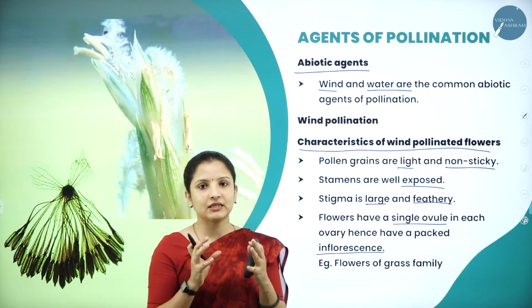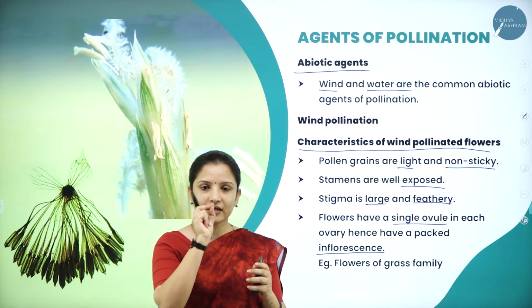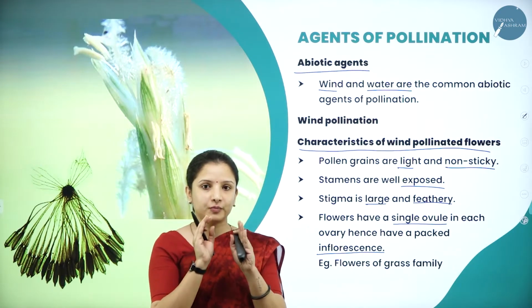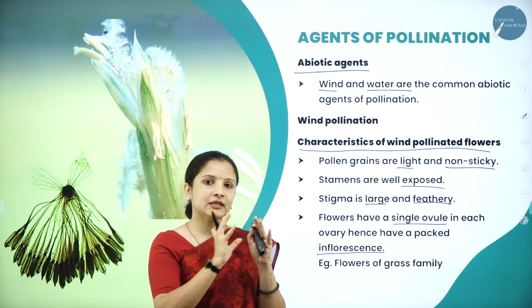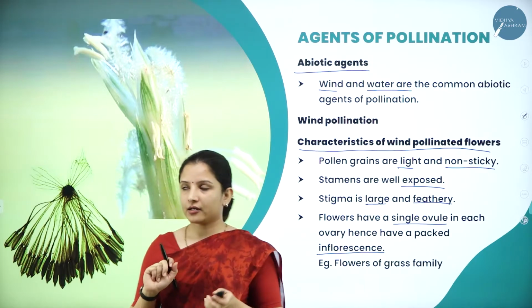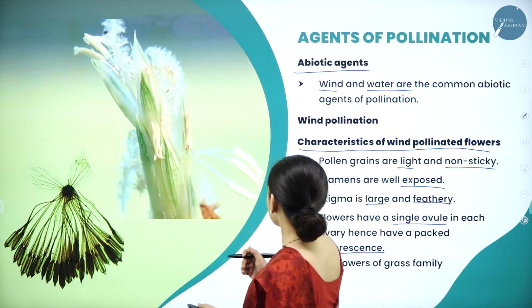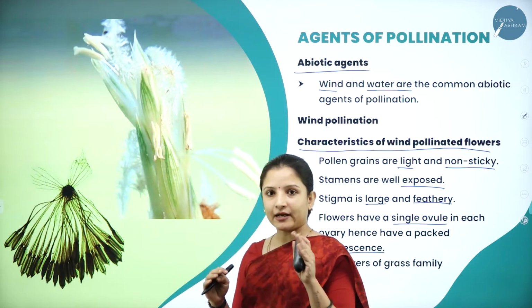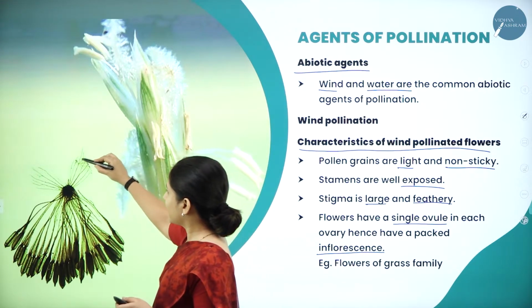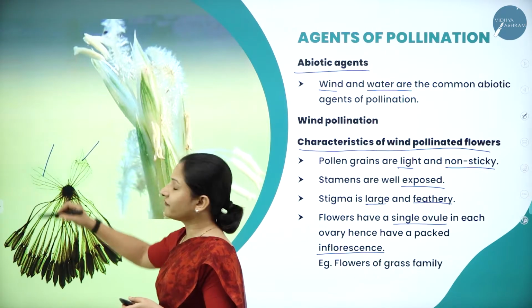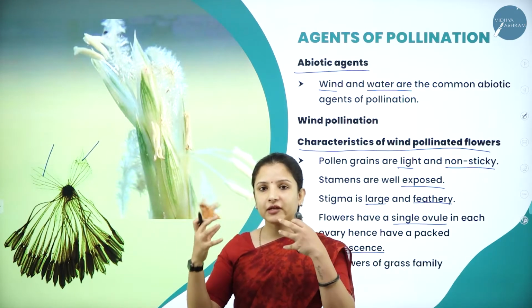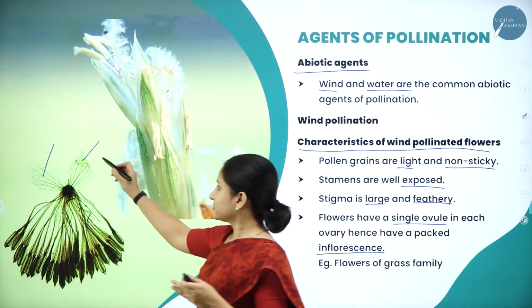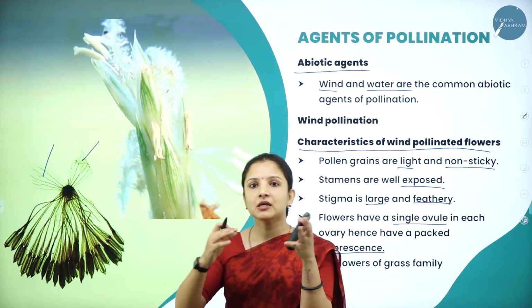So you might have seen in grasses, very tiny flowers they will have in groups, right? Why? So that easy pollination can occur. Here is an image wherein you can see that, as I told you, the pollen grain should be light and non-sticky. That is why they are very light and almost feathery, like they have wing-like structures, can you see? So they are winged.